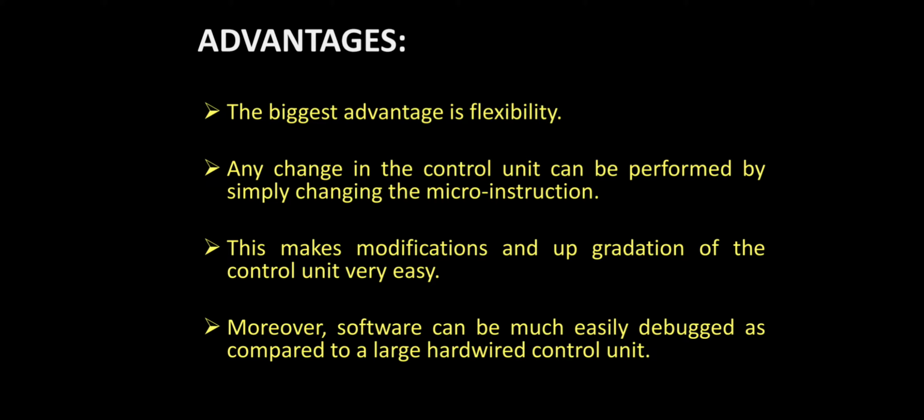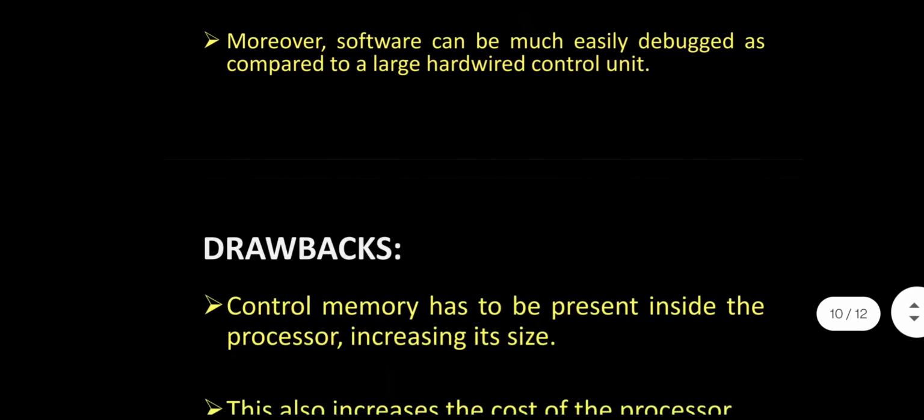Moreover, the software can be much more easily debugged as compared to a large hardware control unit. We can make many changes using this, but it is a bit difficult if we use the hardware system, with its connections. Changing the wire is tougher than changing the instructions, right? That is the main advantage of this.